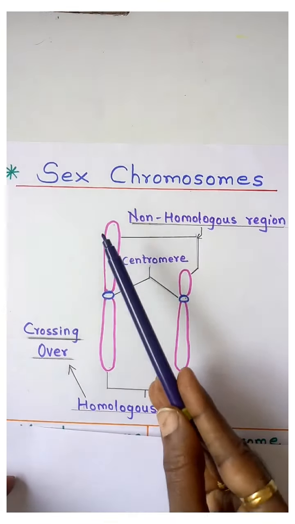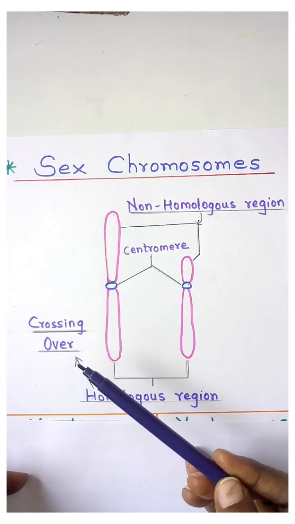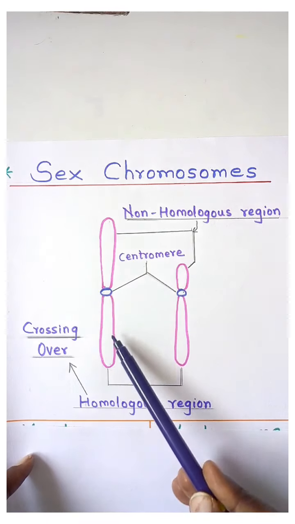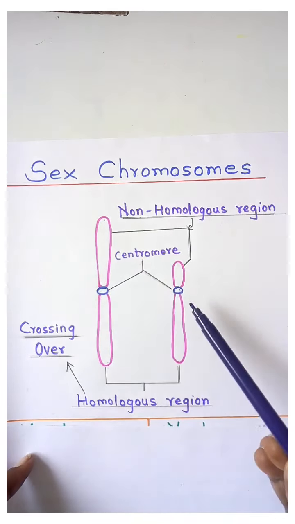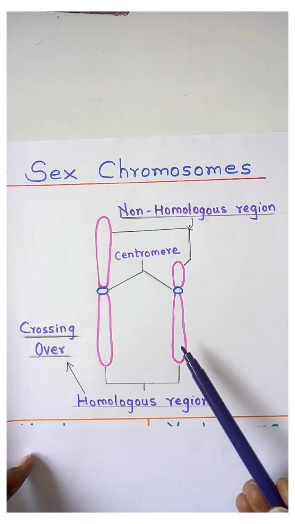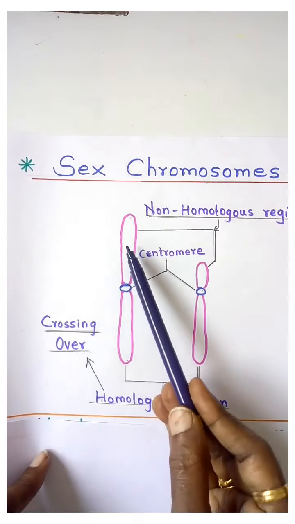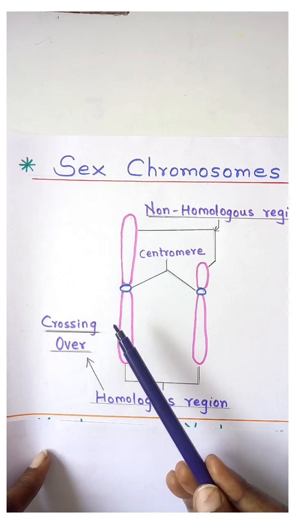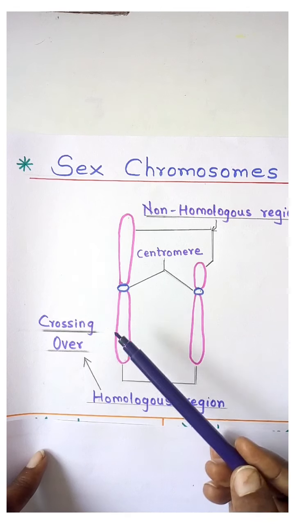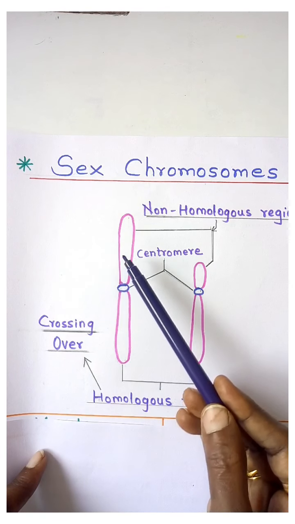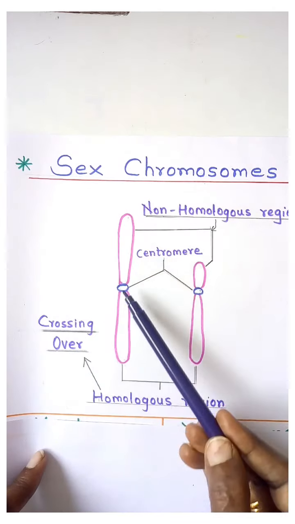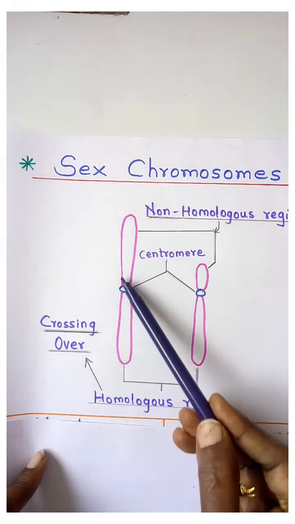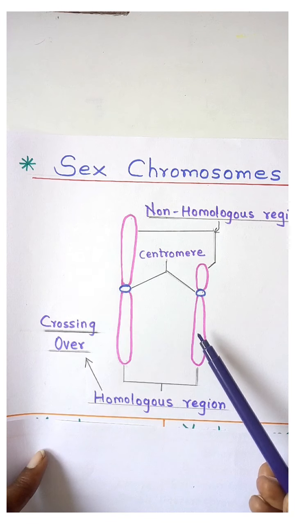Now these are sex chromosomes. As we have already said, in sex chromosomes, one is the X chromosome. So this chromosome is the X chromosome, and this chromosome is the Y chromosome. Now in X chromosome and Y chromosome, there are certain points of difference. The first one is, if we carefully look at the chromosomes, see the length: the X chromosome is very long, whereas the Y chromosome is very short. So this is the longer and this is the shorter chromosome.